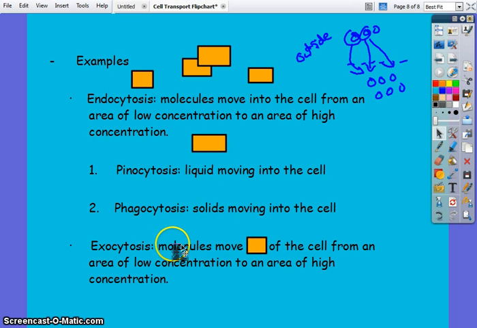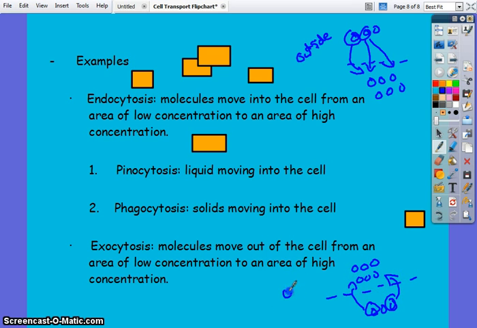And then the last type we have is exocytosis. Exocytosis is when molecules move out of the cell, and again from an area of low concentration to high concentration. So just reverse this. Okay, so if you have your membrane, you have 6 molecules outside and you have 3 inside. Alright, exocytosis is going to push these out of the cell. Alright, if this is the outside part.